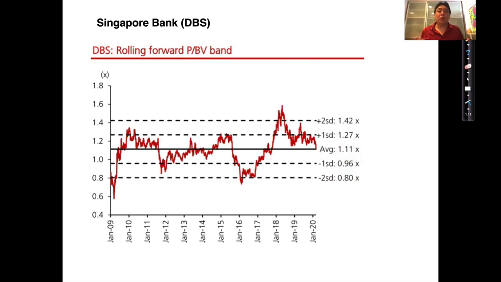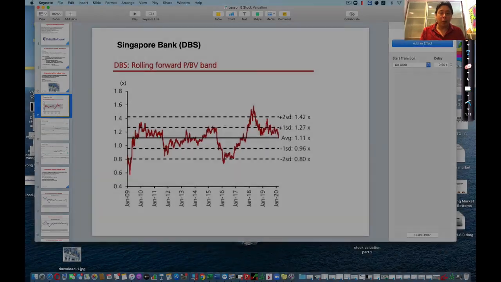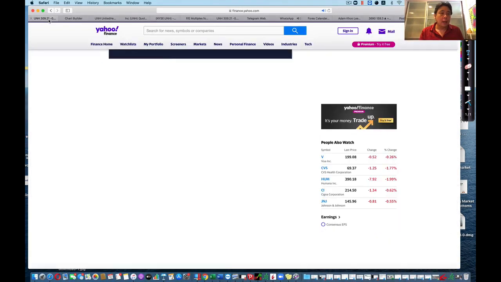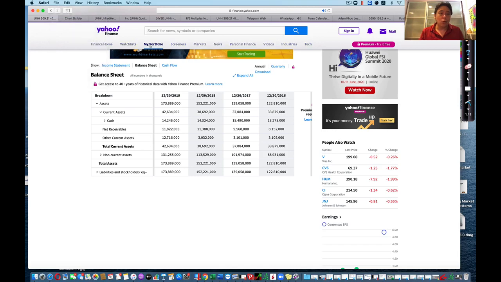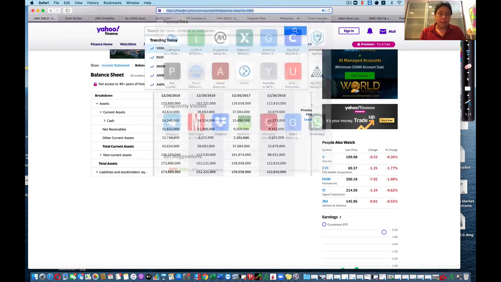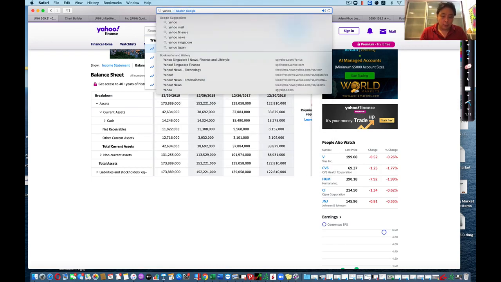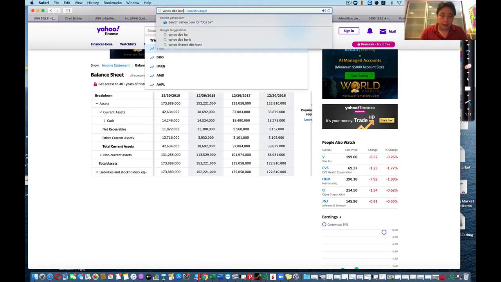So what's the current price to book ratio of DBS Bank? Well, really simple. Just go to Yahoo and you can get your answer. All right, so I'm at Yahoo. I'm going to go to my browser, type Yahoo, DBS Bank.